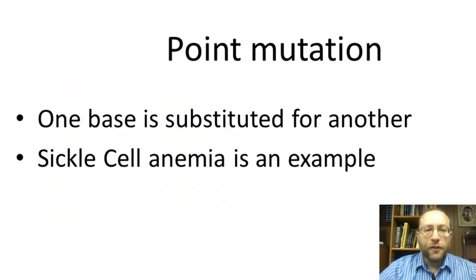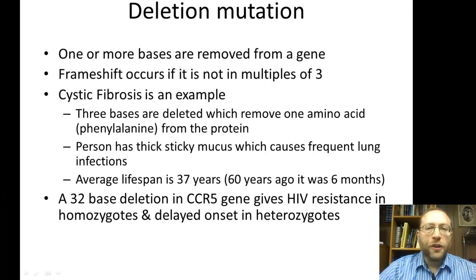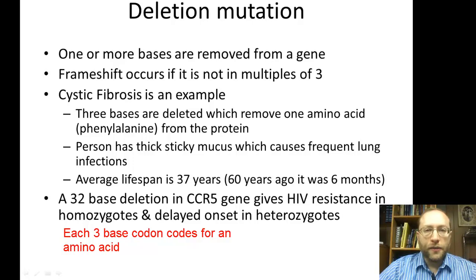Now, point mutation: sickle cell anemia is an example of that, and there one base is substituted for another. Deletion mutation is where one or more bases are removed from a gene. If it's not in multiples of 3, then you end up with a frame shift. Remember, a codon is 3 bases. So if you get a frame shift where everything gets moved over by 1, then every single codon is going to be different after that mutation, because the frame is shifted, so you'll end up with a very major change to the protein, and probably in most cases the protein will stop working.